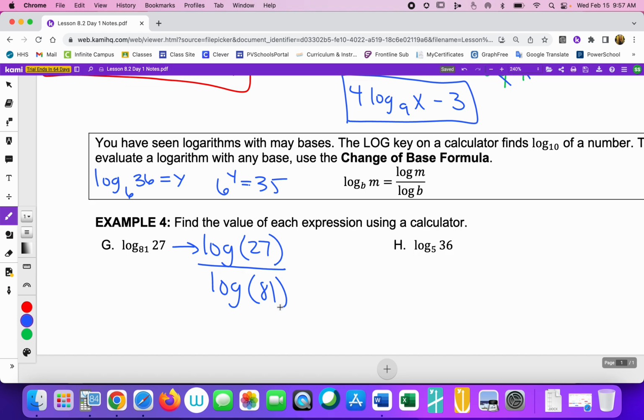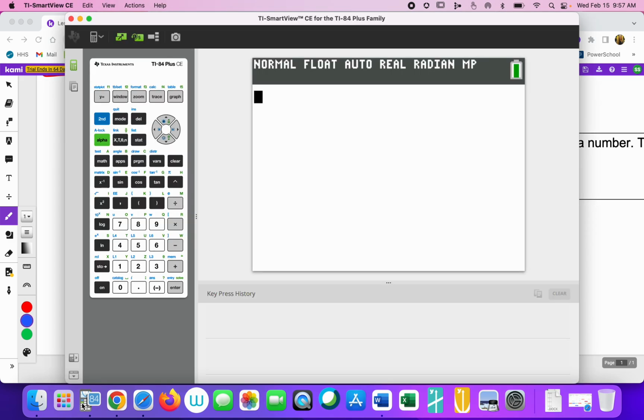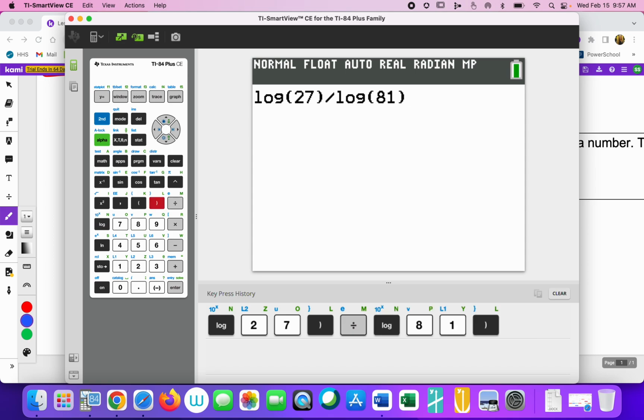Okay. So in your calculators, do you see where the log button is? Yeah. Where? The tens power next. Next to the 7. Okay. So log, you'll notice it opens a parentheses. So 27 in our case, close the parentheses or it's not going to do it right. Divided by log of 81, close the parentheses. Okay.